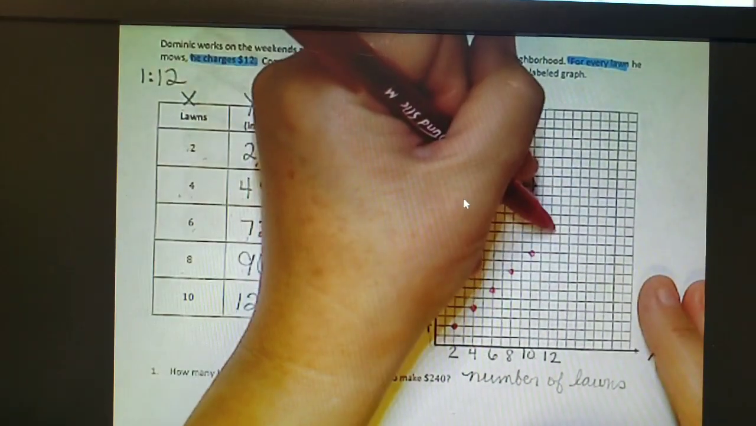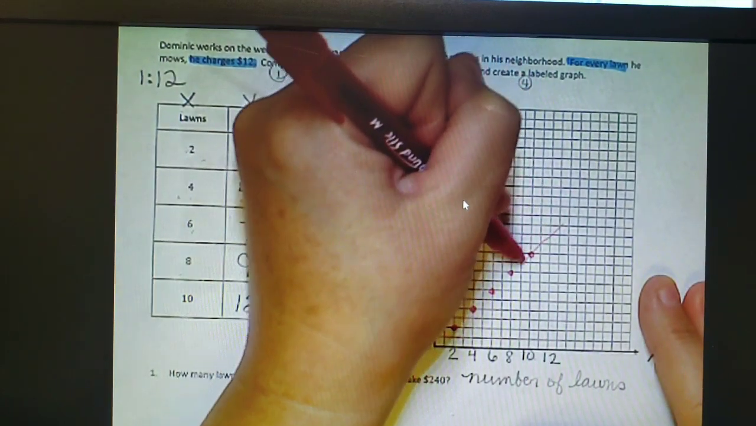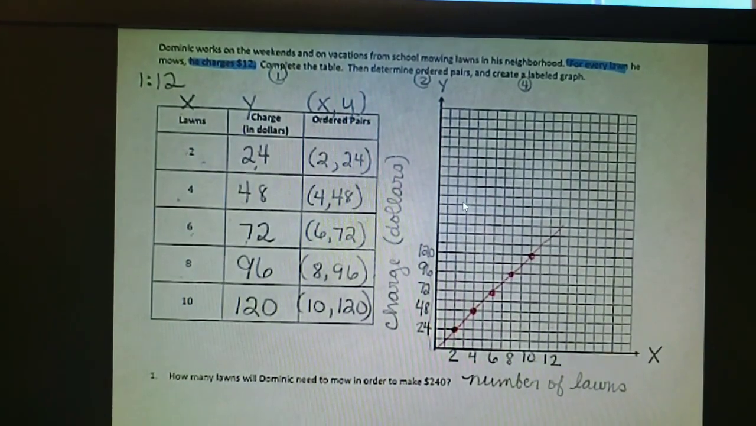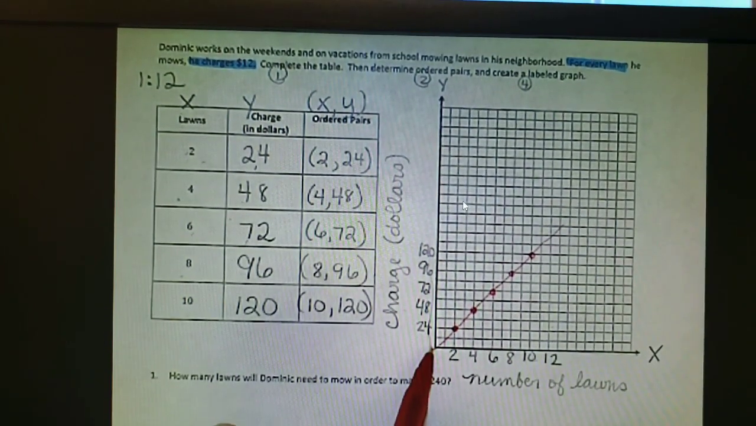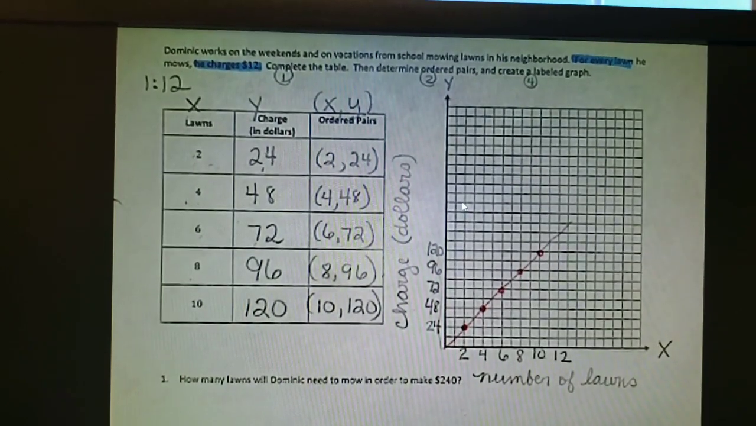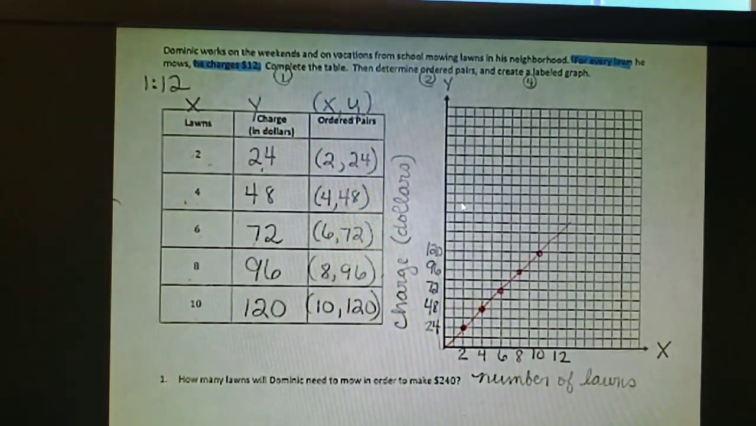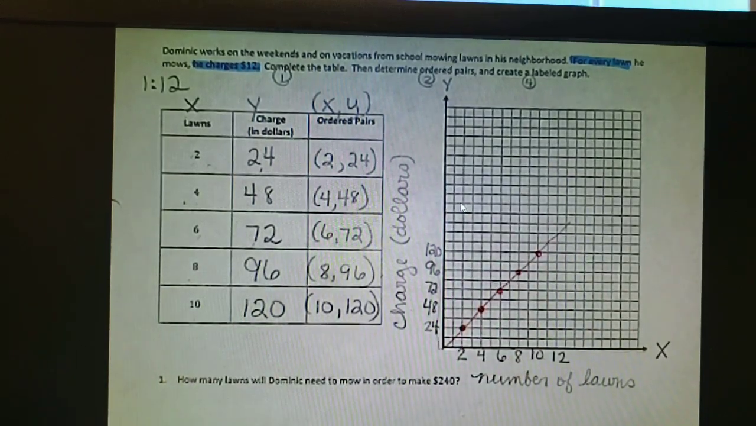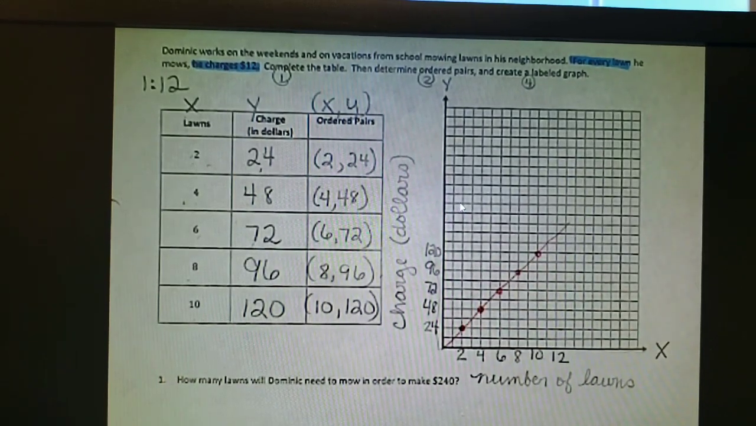Okay, one thing that when you finish, you should be able to draw a straight line through these coordinates, at least pretty close, okay, and go straight into the origin. If this is not on a straight line, you did something incorrectly, because ratio tables are linear equations, so they're going to create a linear line because they increase proportionally.